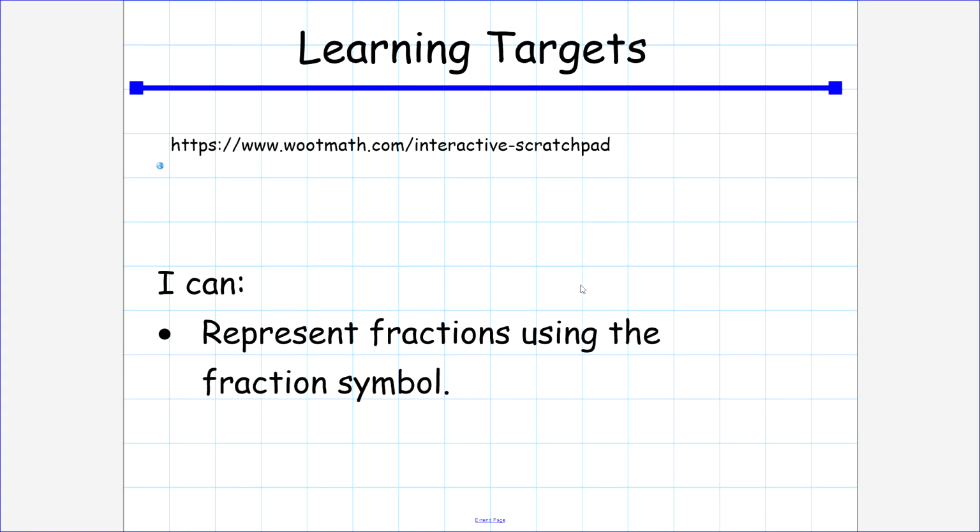Good morning, third grade. Today we're going to be learning more about fractions. You may want your fraction circle kit for some of what we do today. Our target for today is I can represent fractions using the fraction symbol.